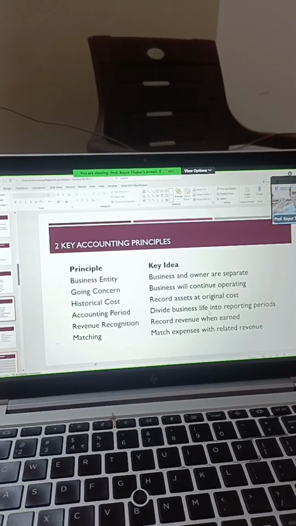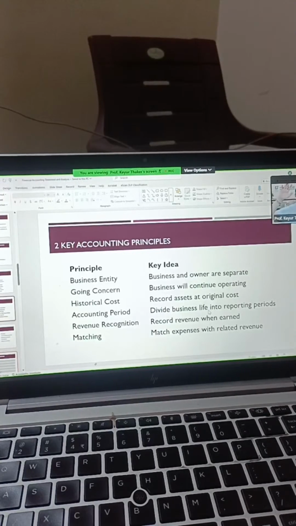Meaning that business and owner are separate. If you say share capital, then the Sundaram family has a lot of money in TVS. But TVS Motor is different from the Sundaram family. We are looking at the balance sheet and income statement of TVS Motor, not the Sundaram family. They are two different entities. Going concern: business will continue operating. Historical cost: record assets at original cost. Accounting period: divide business into periods.